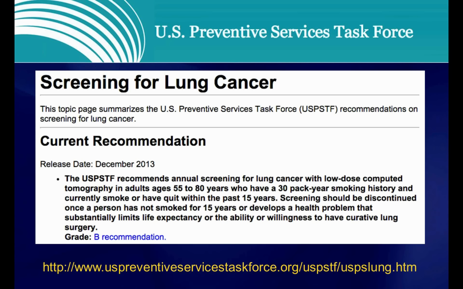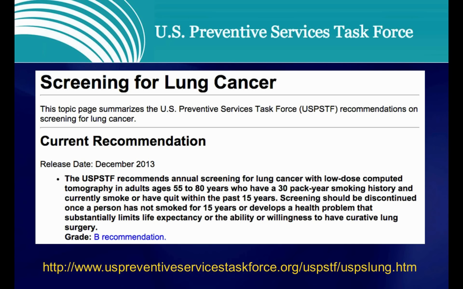With these two data points, mortality reduction and cost effectiveness, the U.S. Preventive Services Task Force came forward with a Grade B favorable recommendation for lung cancer screening in December of 2013.